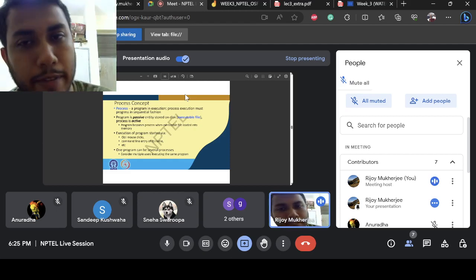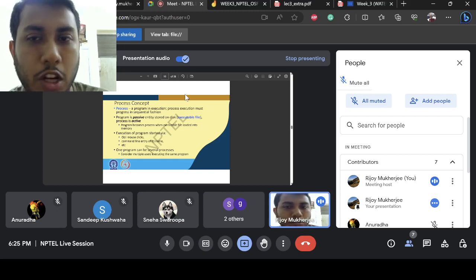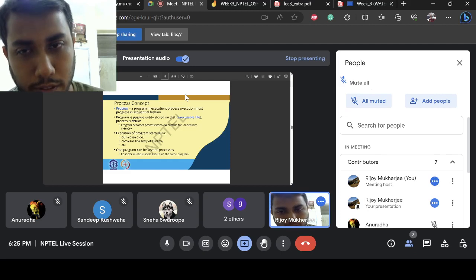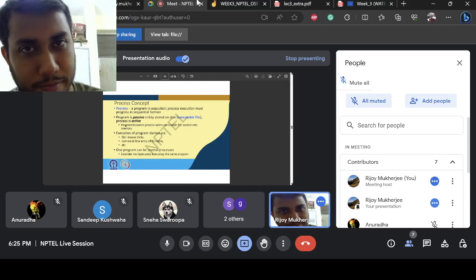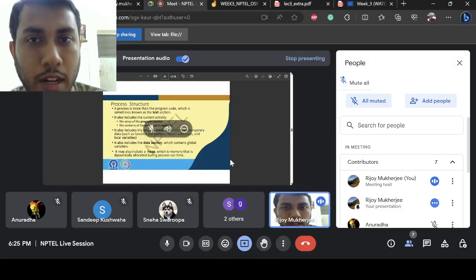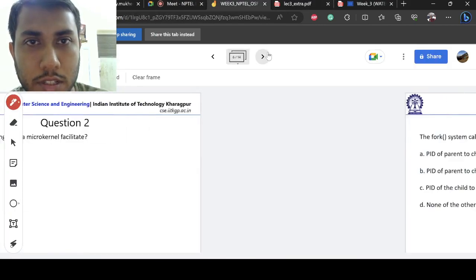A program is a passive entity stored in a disk, whereas a process is active. Execution of a program can be done using a CLI or using a GUI, with mouse clicks and all. One program can have several processes; we'll come to this. A process is more than the program code. So what are the things present in a process? Let's discuss this a little.